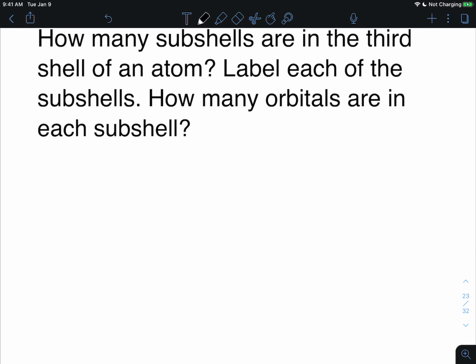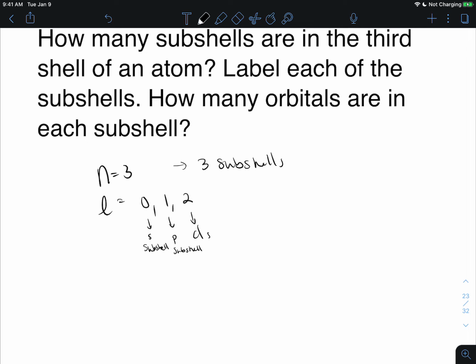How many subshells are in the third shell of an atom? We want to label each subshell, and we want to know how many orbitals are in each subshell as well. So if we have n equals 3, our L values are 0, 1, and 2, so giving us 3 subshells. And then this is going to be S, P, and D based on the L value. So this is a S subshell, P subshell, and D subshell.